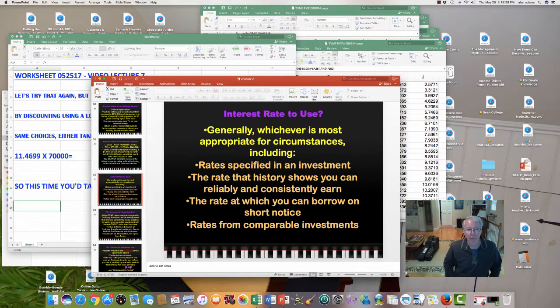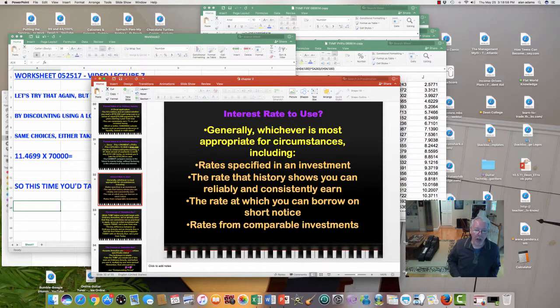Number three, it could be the rate that you can borrow. Suppose you're doing a project for your boss and you have to discount something for the company to find out whether the company should spend the money or not. That will be the subject of something we study in the future. What interest rate do you use? Well, in that case, you'd probably pick up the phone and call the corporate treasurer and say to her, if I go out and borrow money for this project, what interest rate will the bank charge me? And she'll give you a rate, and that's the rate you would use.